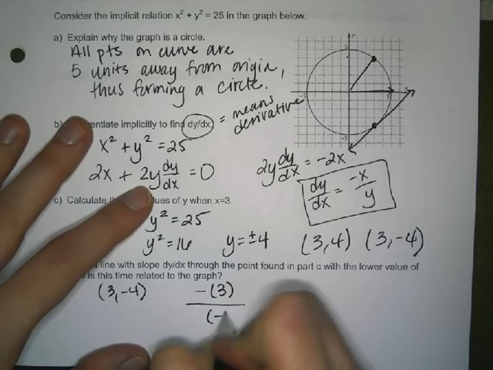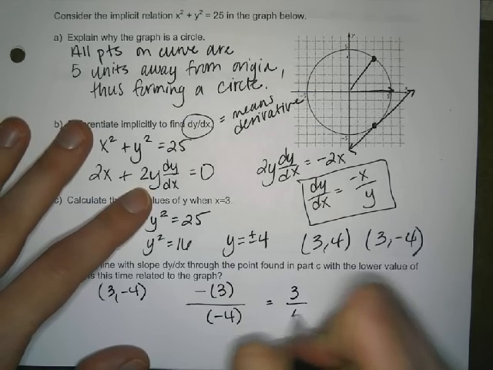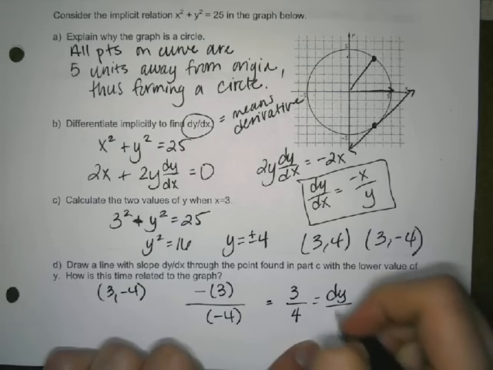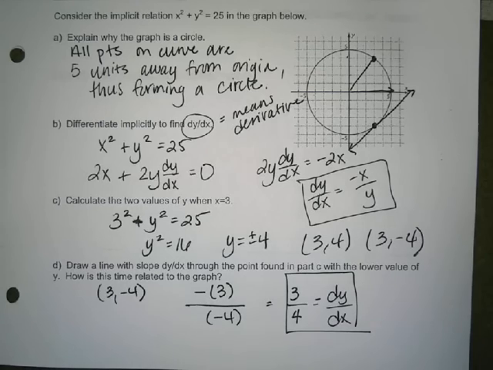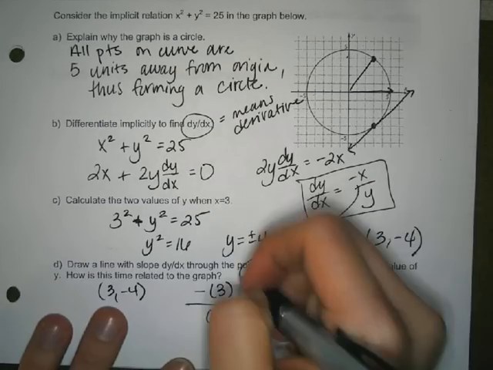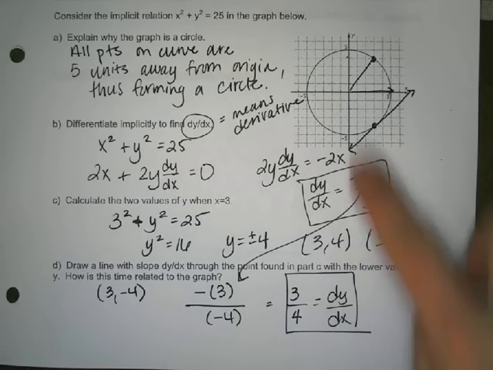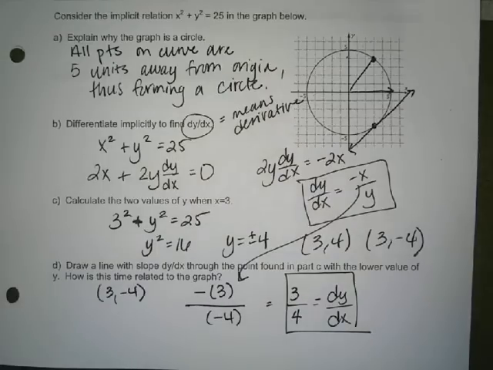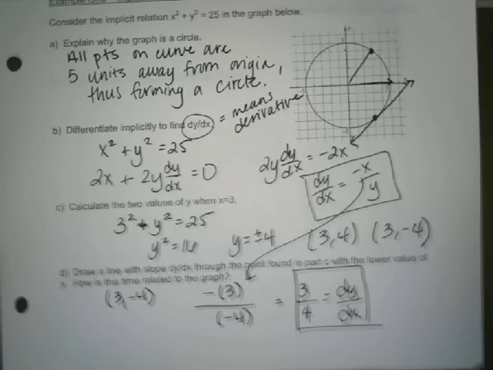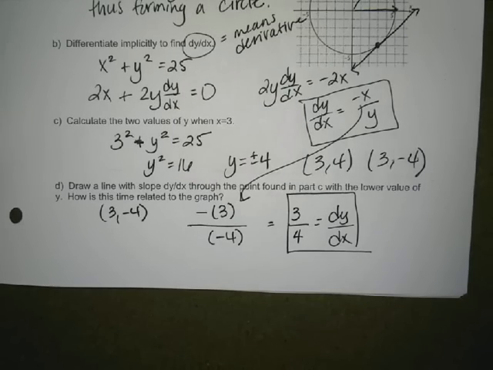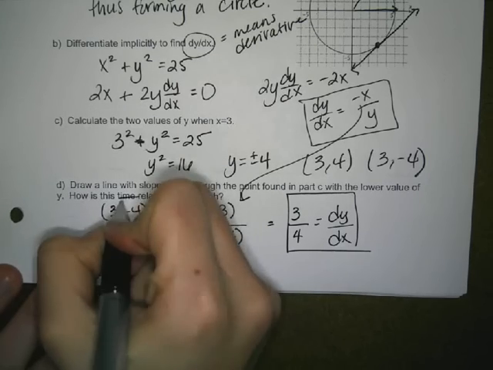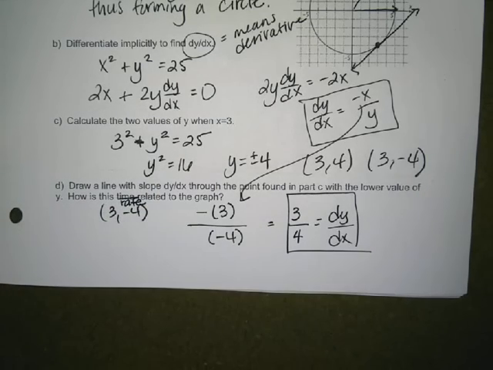Okay, so the slope of the tangent line, or the rate of change at that point, is 3 over negative 4. Okay, so you draw on the tangent line. Does it look like that tangent line would have a slope of 3/4? I mean, at least it should be positive, so we have a positive slope there. But that is the slope of the tangent line through that point with a lower value of y. And I think that should be related to the graph.